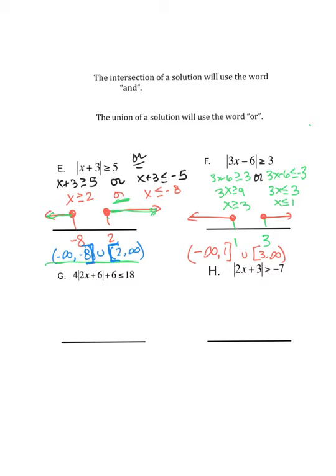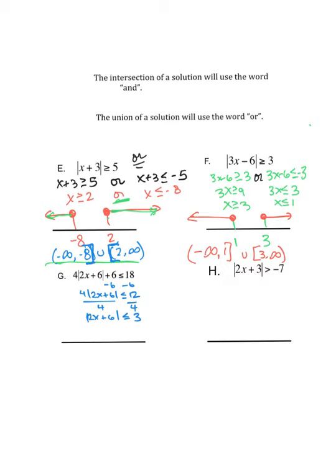All right, ladies and gentlemen, let's do letter G. We'll do this one together because it's less than this time. First thing we want to do is isolate the absolute value. That rule still hasn't changed. So we're going to subtract 6 from both sides. Divide by 4. And I got the absolute value of 2x plus 6 is less than or equal to 3.